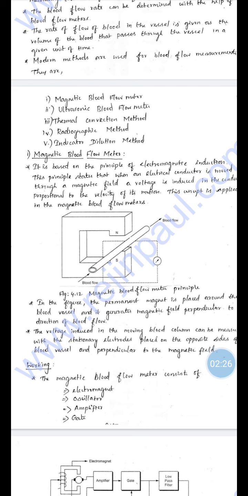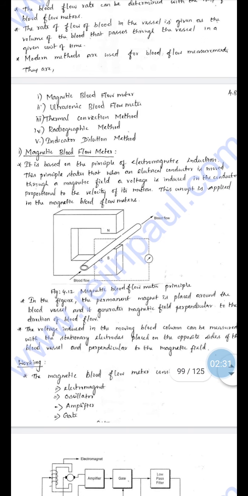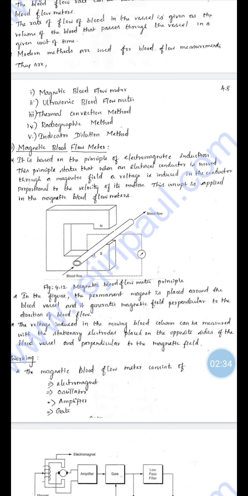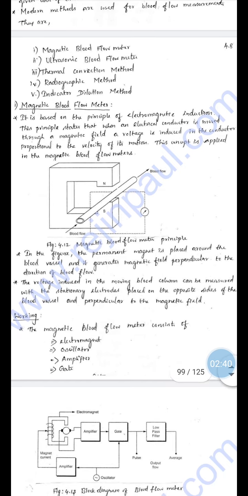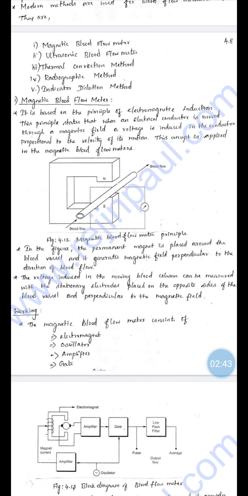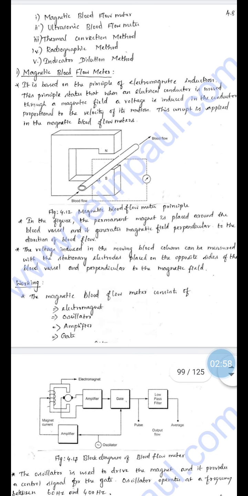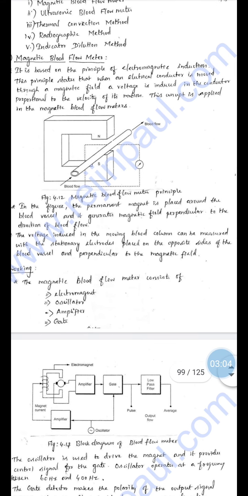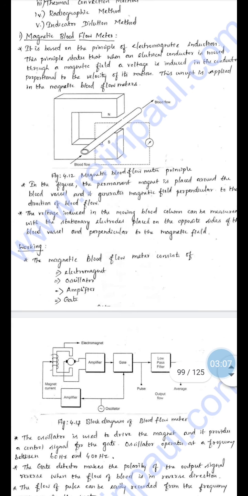This principle states that when an electrical conductor is moved through a magnetic field, a voltage is induced in the transducer proportional to the velocity of this motion. This concept is applied in magnetic flow meters. The figure shows how electromagnetic induction occurs. In this figure, the permanent magnet is placed around the blood vessel and it generates a magnetic field perpendicular to the direction of blood flow. The voltage induced in the moving blood column can be measured with a stationary electrode placed on opposite sides of the blood vessel and perpendicular to the magnetic field.